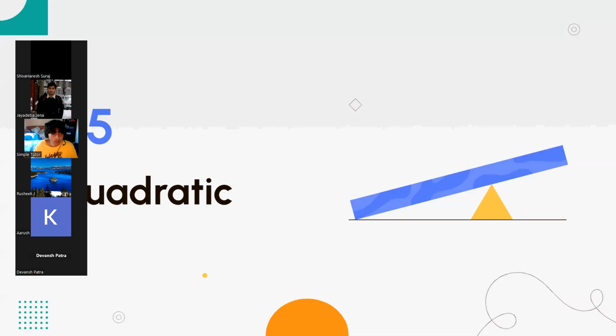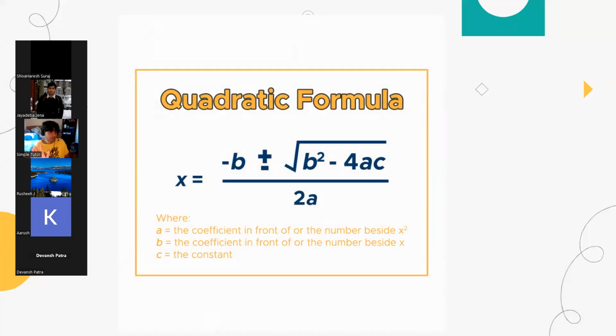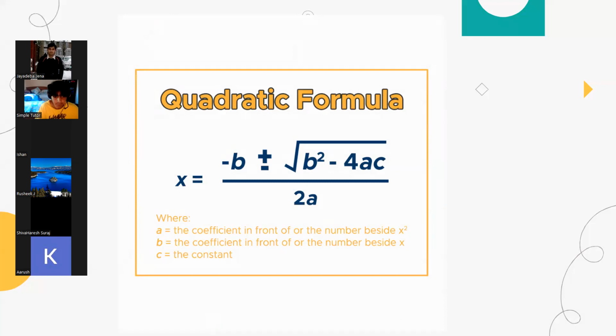Time, we're doing good. All right, now we can get into quadratics. So this is the quadratic formula. Many of you have probably seen this before, maybe not. It is written in terms of x is equal to negative b plus or minus the square root of b squared minus 4ac all over 2a.